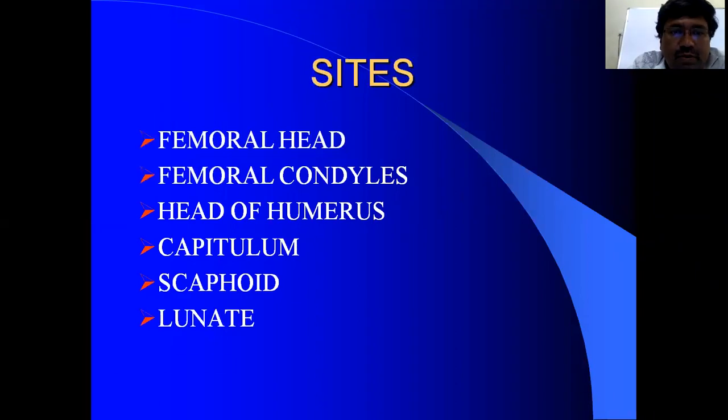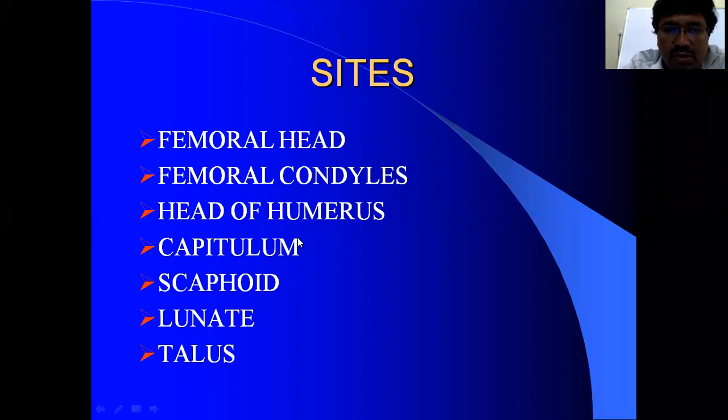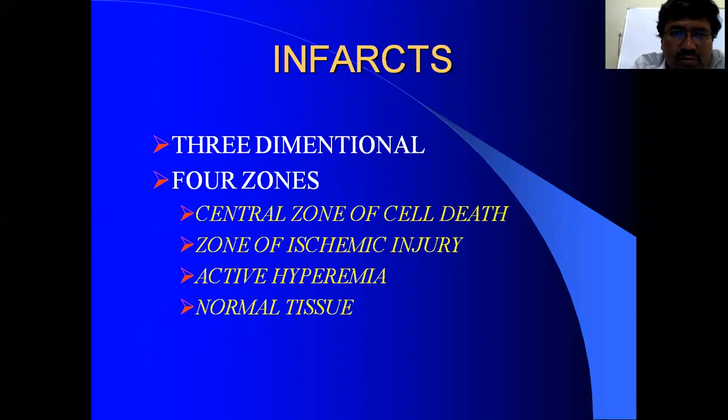Avascular changes occur not only in the femur head, they also occur in the femoral condyles, head of the humerus, capitulum, scaphoid, lunate, and talus. All these bones are prone to avascular changes because they have only one blood supply, and if that blood supply is damaged by many conditions, we see avascular changes.